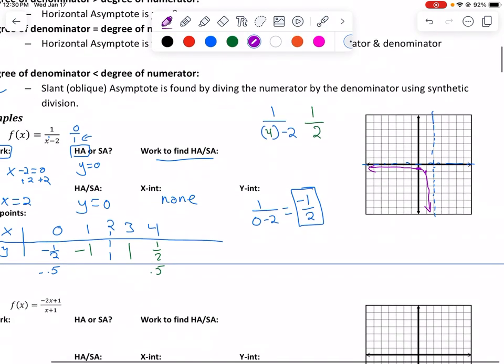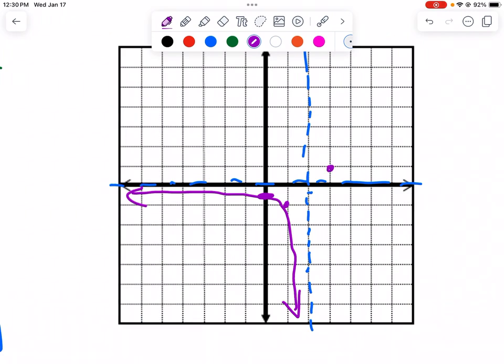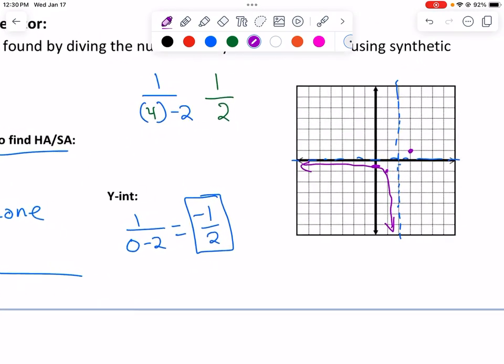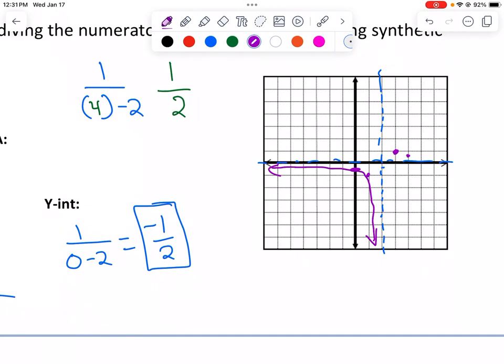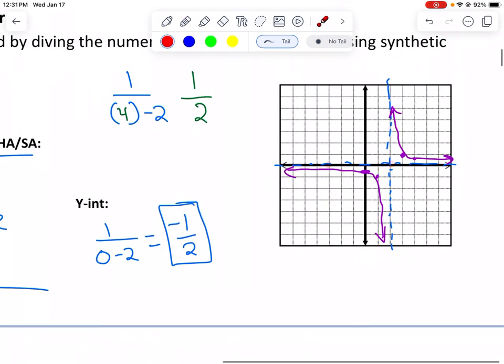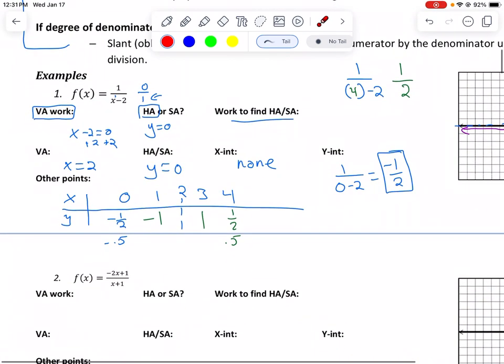And at 3, positive 1, so 3, positive 1, and at 4, positive 1/2, which would be there. And I get this graph that follows these. It never crosses that dotted line, the asymptote. It's always just going to get closer and closer. Because we had an asymptote on the x-axis, we won't have x-intercepts, because we can't have points on that line. That's why we had none here.